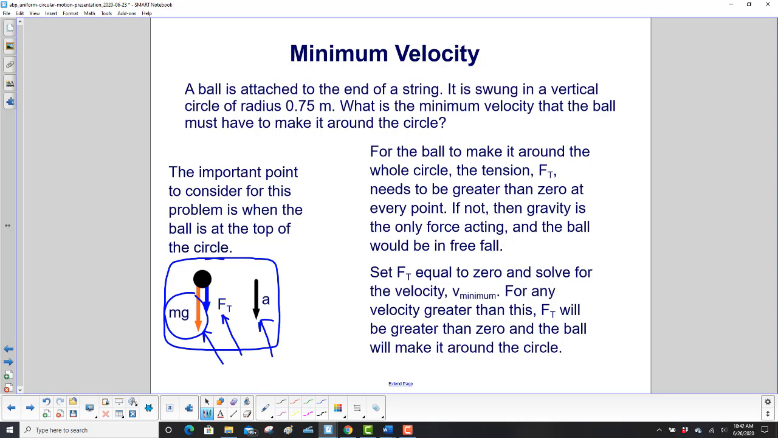So the way we're going to solve this is set the tension force equal to 0, and then solve for that velocity. That will be V minimum. For any velocity greater than this, the tension will be greater than 0, and the ball will make it around the circle. Any velocity less, there'll be no tension, and the ball will fall straight down. Well, it'll still have some forward motion, but it's going to fall down. It's not going to make it around the entire circle.